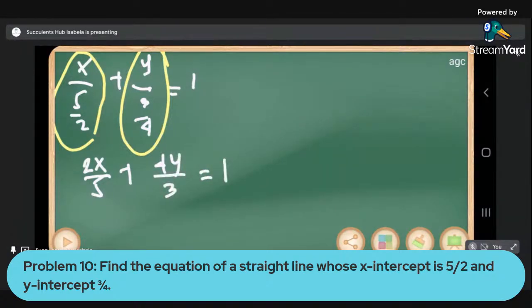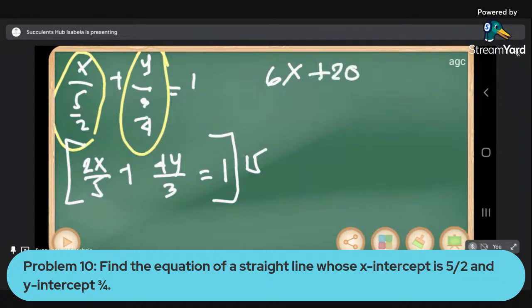So we have here denominators of 5 and 3. We can eliminate that by multiplying the equation by 15. 15 divided by 5 is 3 times 2x will give you 6x. 15 divided by 3 is 5 times 4y is 20y. Then 15 times 1 is 15.